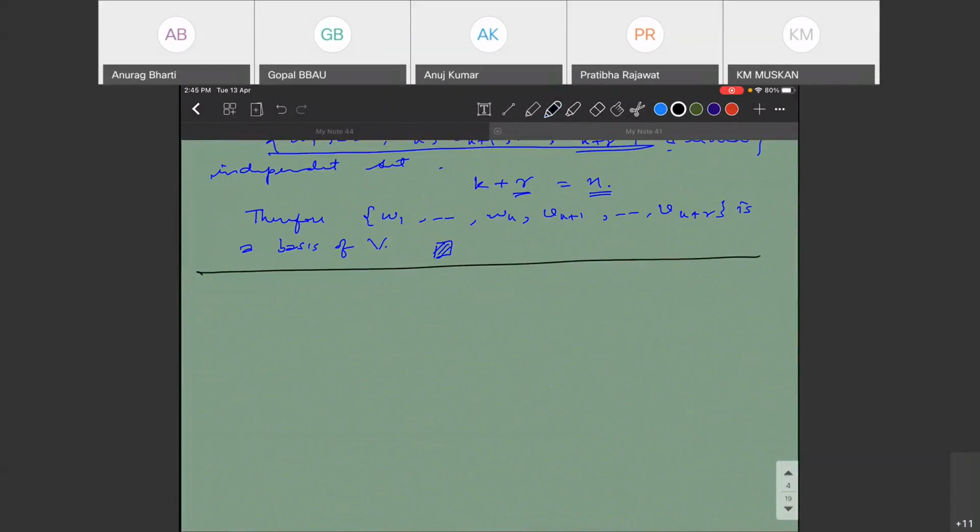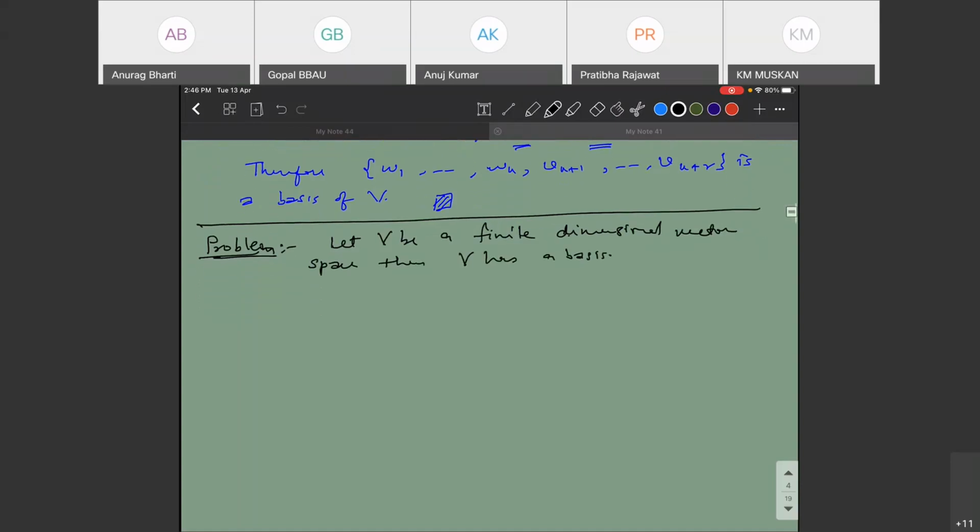After proving this, we can answer this problem. Let V be a finite dimensional vector space, then V has a basis. How do you see this? So V is a finite dimensional vector space. If V is 0, then there is nothing to prove because the empty set is the basis.